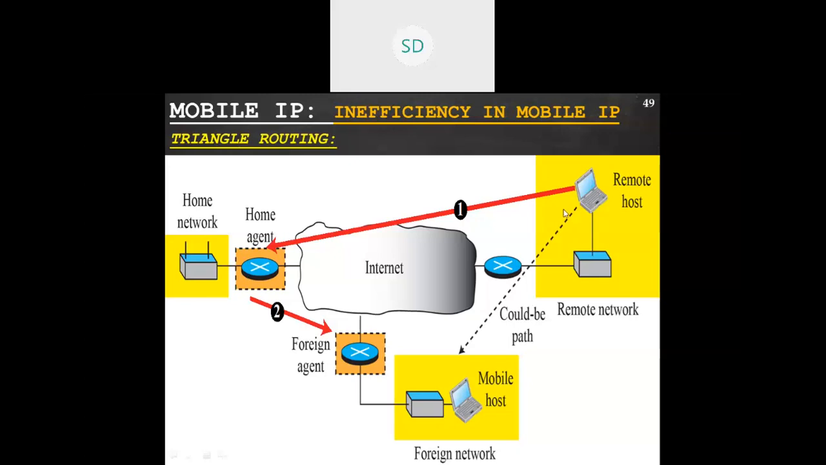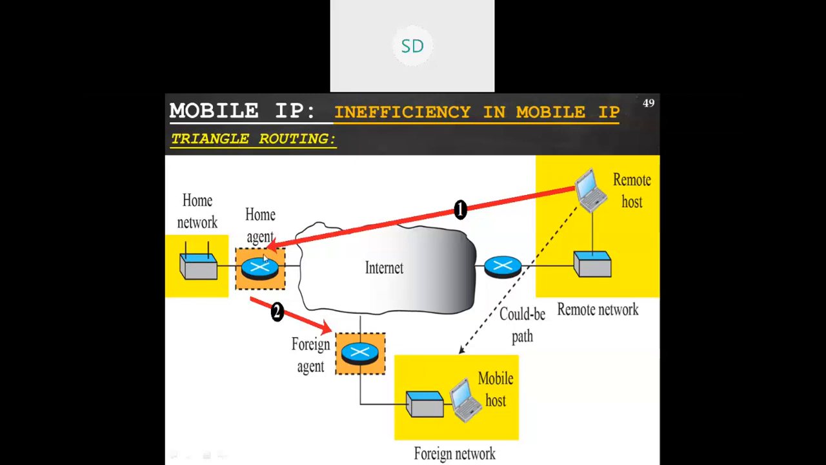Triangle routing, because where we could have sent directly, instead we send it to the home agent, and from the home agent to the foreign agent. That is known as triangular routing. For this, one solution can be given. What solution can be given? Now one solution is, every time a number of packets are transferred from the remote host to the home agent and foreign agent. Instead of that, initially only one packet we can transfer.